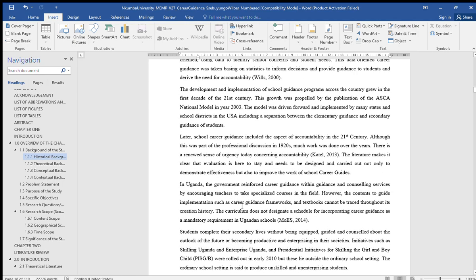So that's why here you will see that someone is coming. The development and implementation of guidance programs across the country grew in the 2000s, the 21st century. The growth was propelled by the publication of this model in 2003.